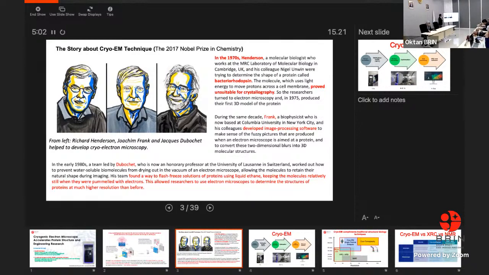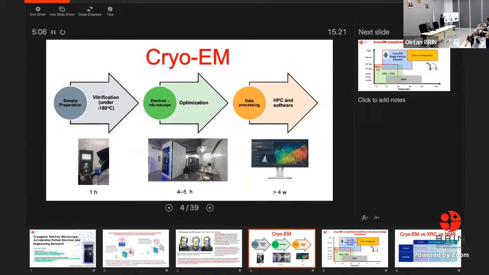Next, I try to explain the technique simply. Cryo-EM involves three parts. First, how we prepare the sample using vitrification at minus 180 degrees Celsius in liquid ethane. This is a very important step. The second is optimizing the electron microscope conditions. This is also a very important step.